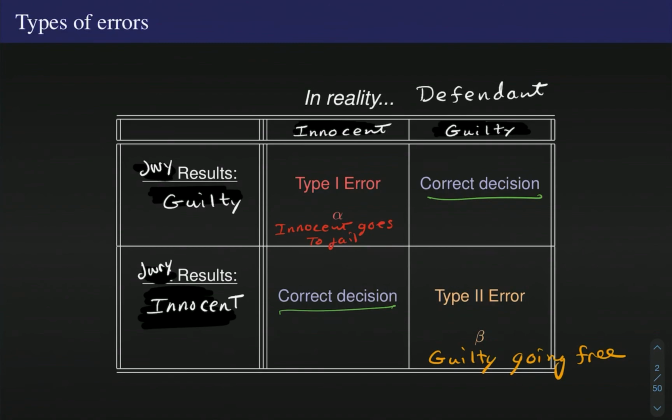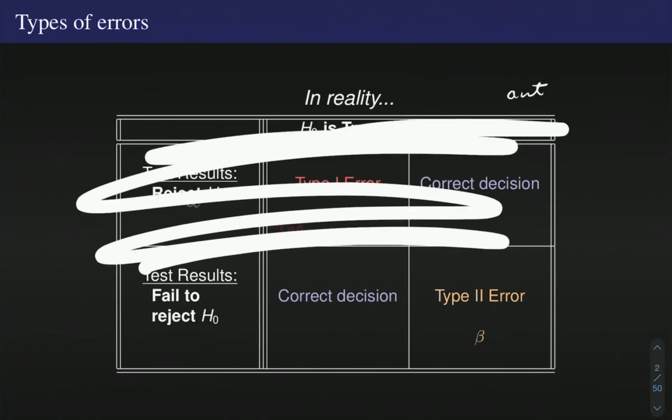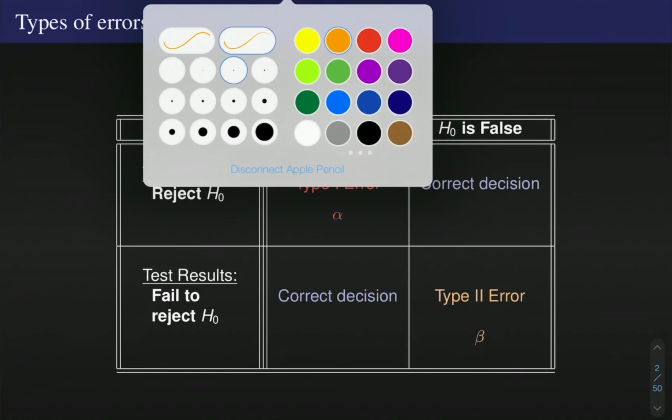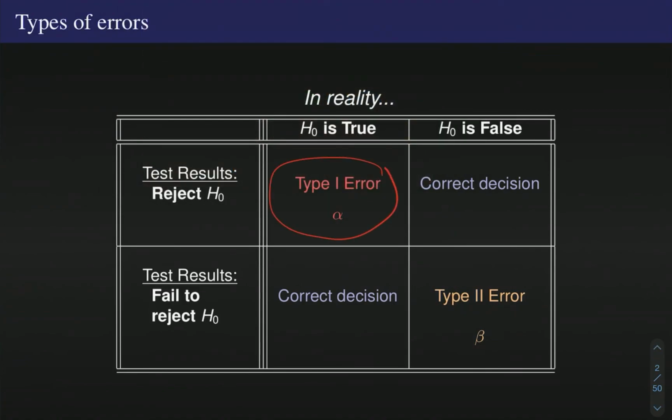Okay? So with a magic wand here, I'm going to erase everything that I wrote, and we're back to our original table. So again, there are two types of mistakes that we can make. We can either falsely reject a true null hypothesis, or we can fail to reject a false null hypothesis. And these are respectively a type 1 and a type 2 error.